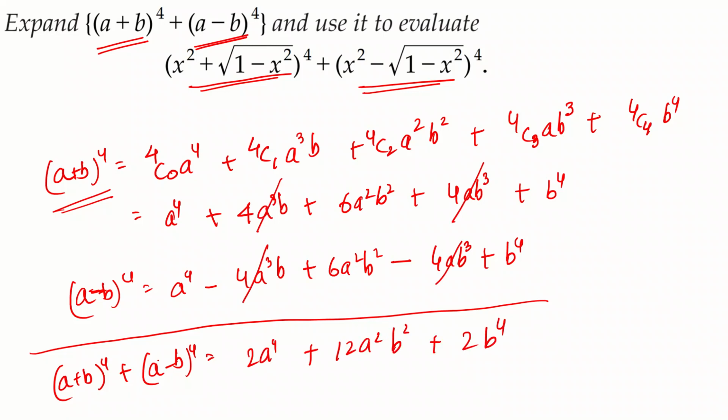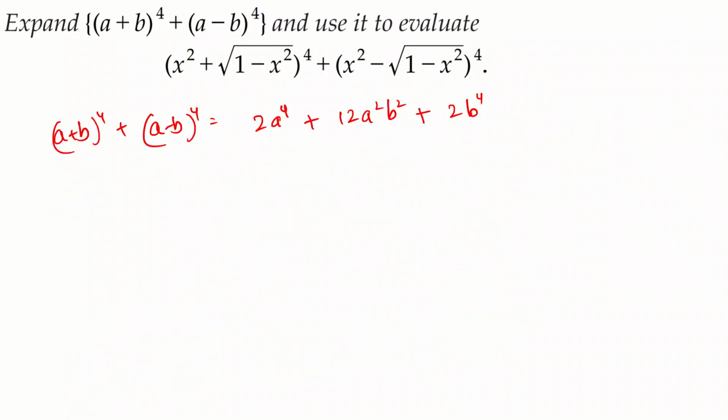So let me erase all of these and just keep the end thing, whatever we are getting at the end. So this is what remains at the end. Now we have evaluated the first part, expand this thing, and we have found it out. Now they are asking use it to find out the value of this thing. Okay, so how are we going to use this? If you observe that in place of a over here we are having x square, and in place of b over here we are having root over 1 minus x square. So it is a plus b whole to the power of 4 and then a minus b whole to the power of 4. So we have to use the same formula that we have obtained in here and just put in the value of a and b.